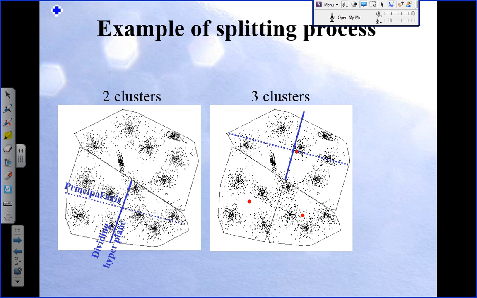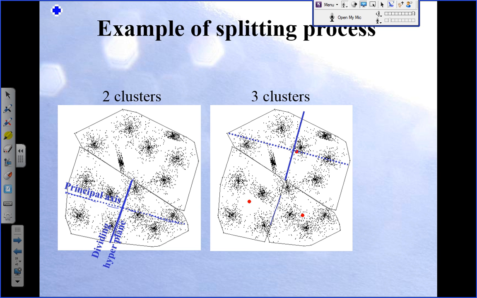Okay, we have already two clusters. Now we are finding the next. We have a principal axis here. That's quite obvious that this is the maximum variance. And finding the optimal dividing point is that one. Okay, we divide, and this is the new result here.